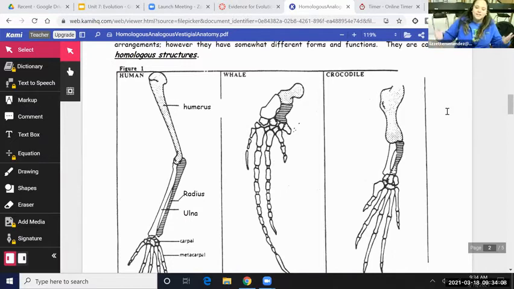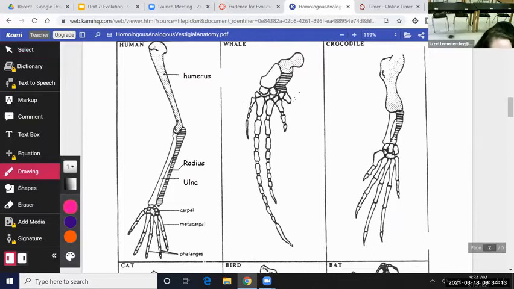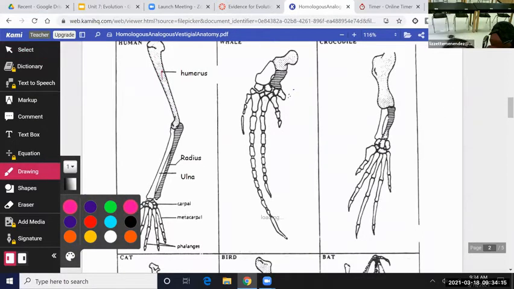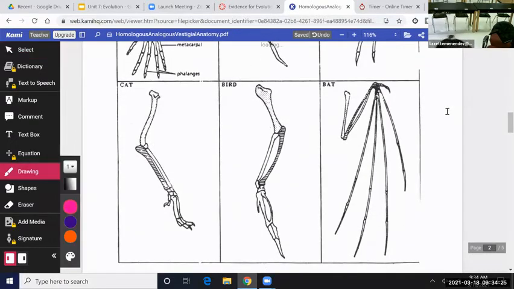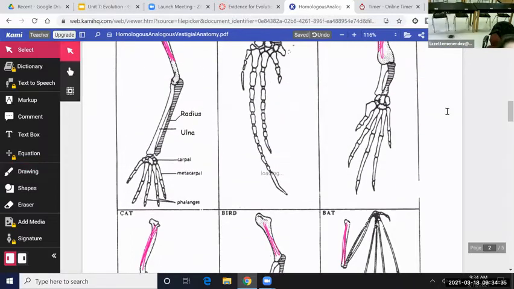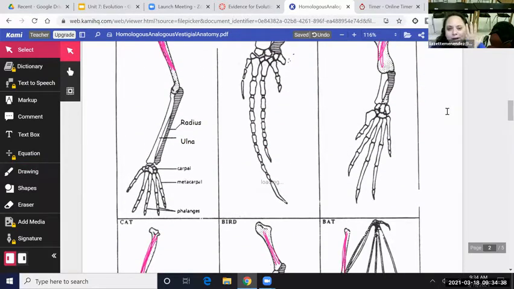So even though they look a little different, we still have the humeruses that are right at the top, right? Humeruses are the upper arm bones in us, but it's also technically the upper arm in the whale, the upper arm in the crocodile, the upper arm in the cat, the upper arm in the bird, and the upper arm in the bat. So they're all kind of in the same spot. And then when you look at these two lower arm bones, our radiuses and our ulnas are right next to each other in our forearm, right?